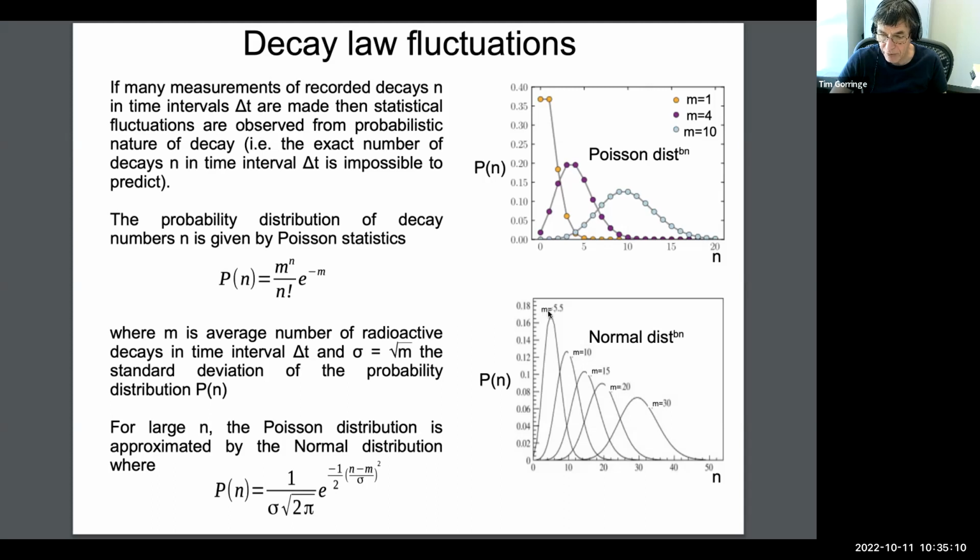If you look at the distribution for 5 decays, you see that it is centered on about 5, actually not exactly 5. And also it's asymmetric. There's a longer tail on the right-hand side than there is on the left-hand side. This is not accurately described by the normal or the Gaussian distribution.